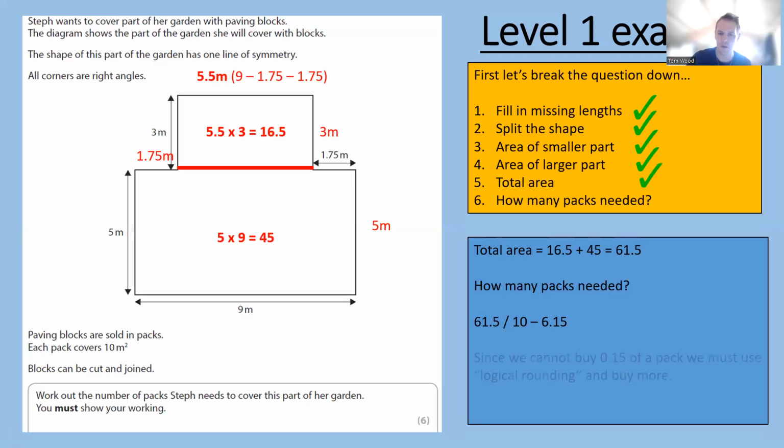We need to be realistic here as well. So this is the idea of logical rounding. If I need 6.15 packs, technically, if I was just doing pure maths and I were to round that to the nearest whole number, it'd be 6. But that means I'd have random bits missing from my floor. So what I'm going to do there is actually say, well, it's 6 and a bit, so I'm going to need to have 7 packs there.